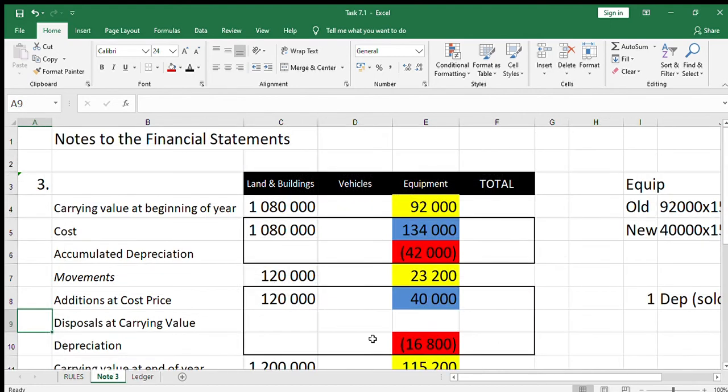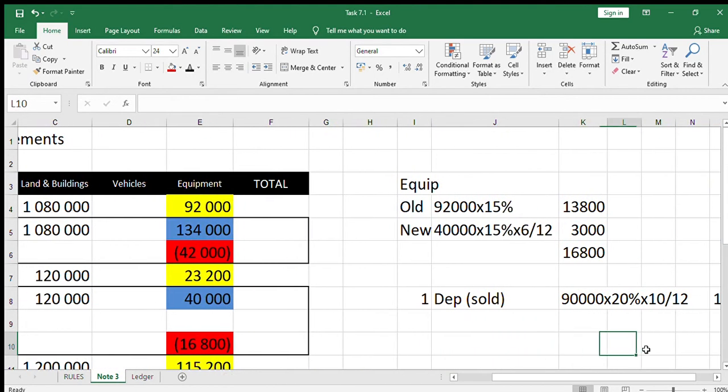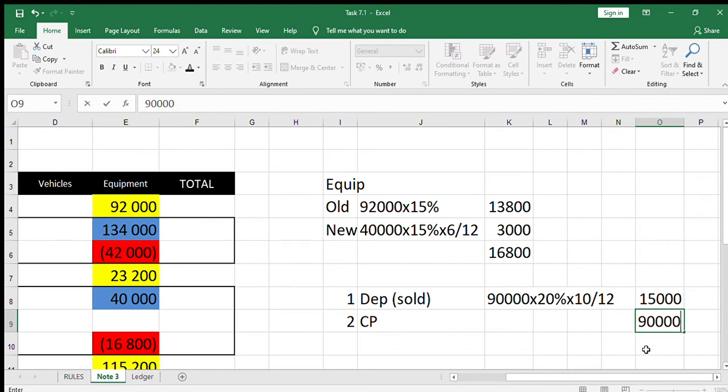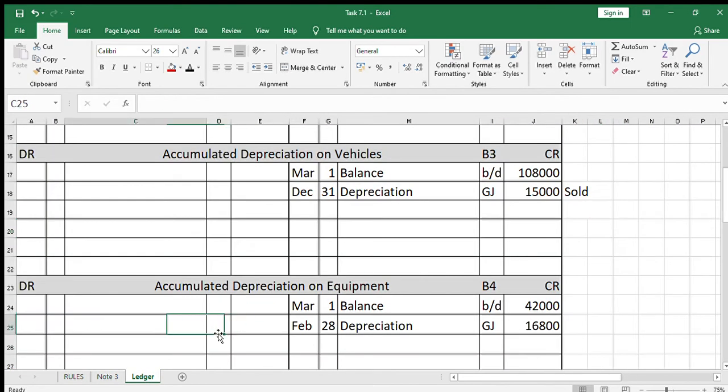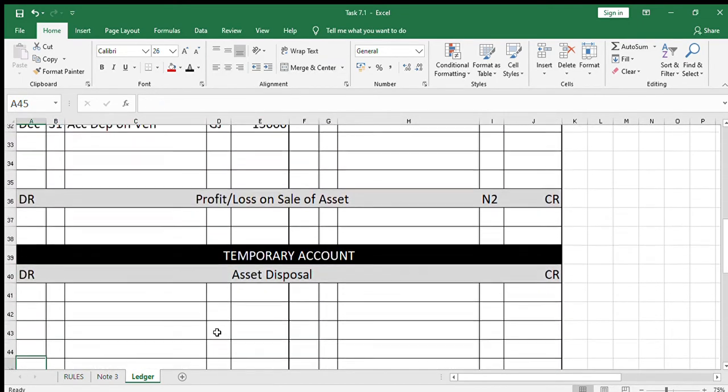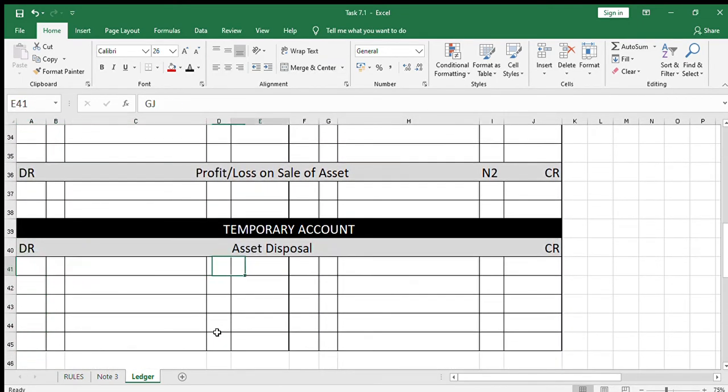Okay, let's go back. The next step of the asset disposal is the cost price. The cost price of this asset is 90,000. Now with this 90,000, if we are doing a ledger account, we go to the asset disposal ledger account and we put it onto the debit side. I'll tell you why now. We're going to put this on the debit side on 31st December.